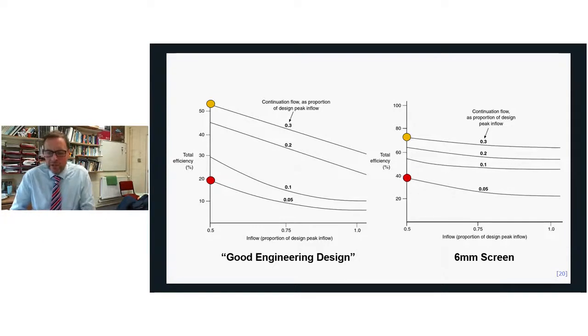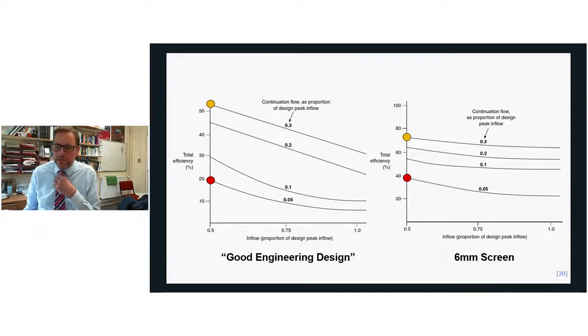So these two graphs here were part of the justification for, certainly in the UK, moving towards screens being on CSOs. And what this compares is so-called good engineering design. So that's just about trying your best to design the CSO to stop solids from moving. And so that's on the left. And on the right, they've got basically, let's just use screens, and that'll stop the solid particles from moving.